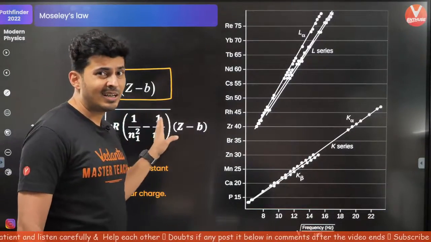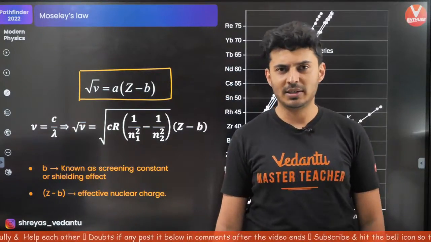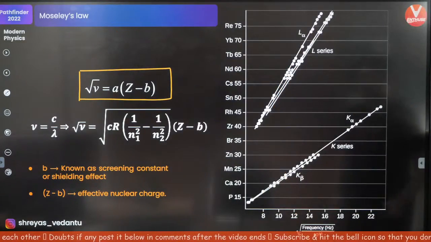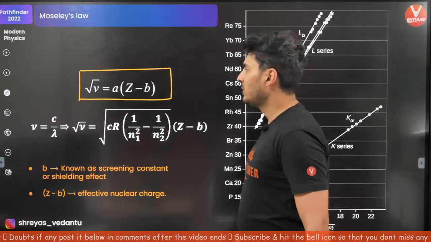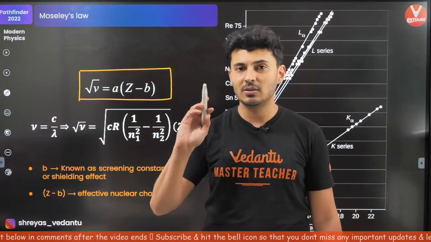Do I need to remember the value of A and B? No, it will be given to you. So don't worry about it. Fair enough. Let's go ahead. Some of you might be thinking, what is this symbol? I just gave you F. F is frequency. Nu, this is not V, this is nu.